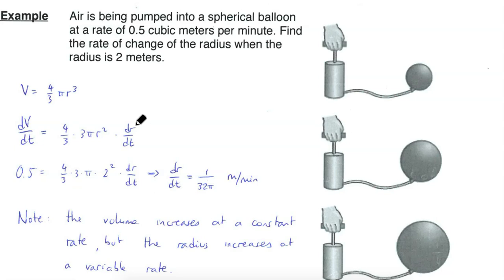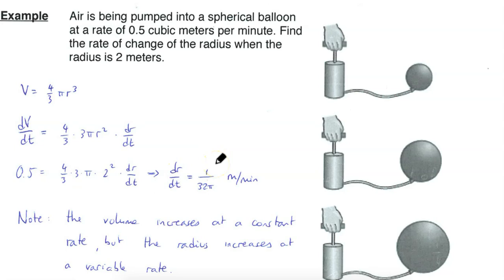Now let's plug in what we know. We know that dV/dt, the rate of change of the volume, is 0.5. We know that the radius is 2, and we are looking for dr/dt. From here, it's simple algebra to figure out that dr/dt is 1/(32 pi).